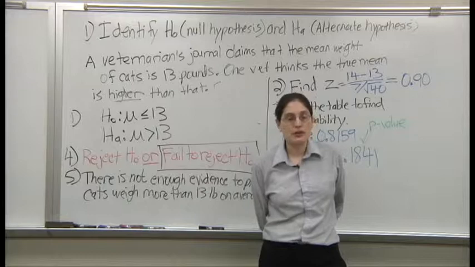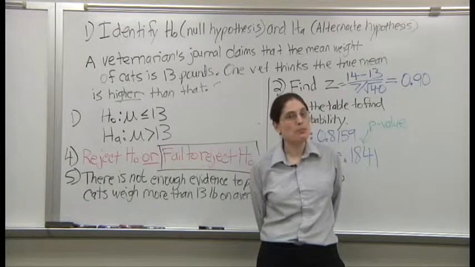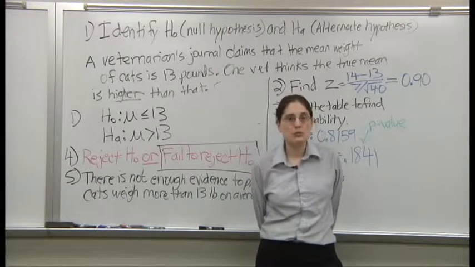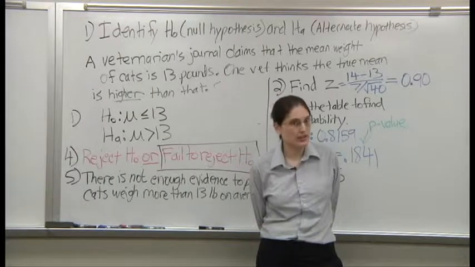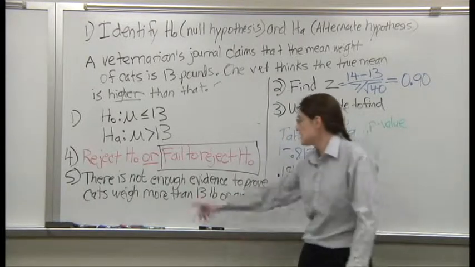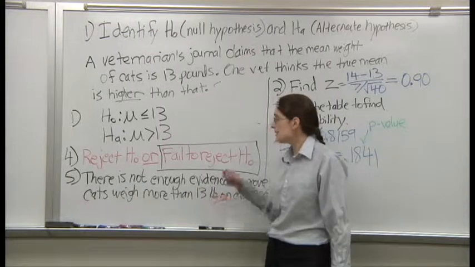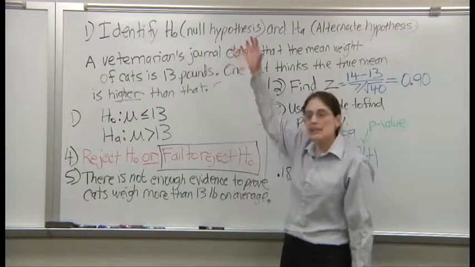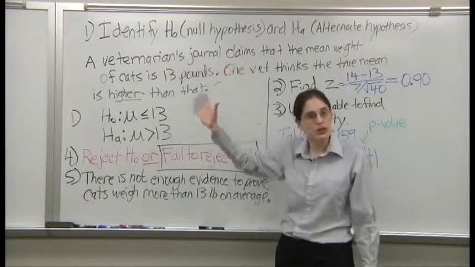In the first example, if you'll remember, we found a very small p. So in that case, we would have rejected the null hypothesis. And finally, end with a sentence that actually answers the question posed in the original problem.